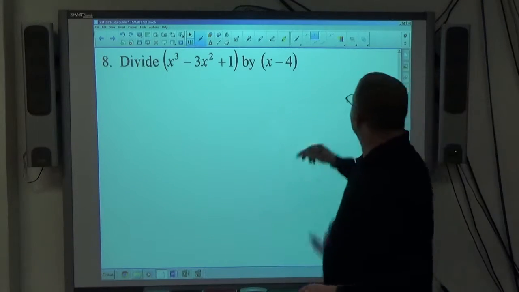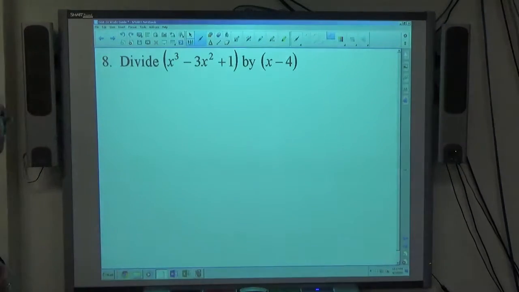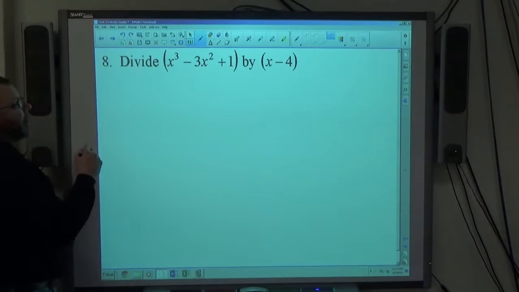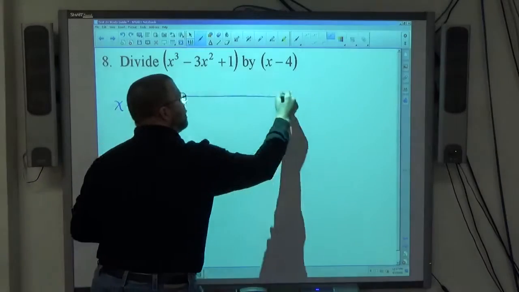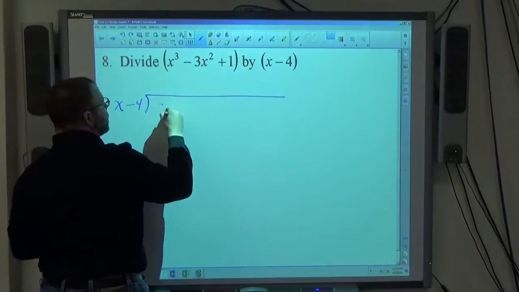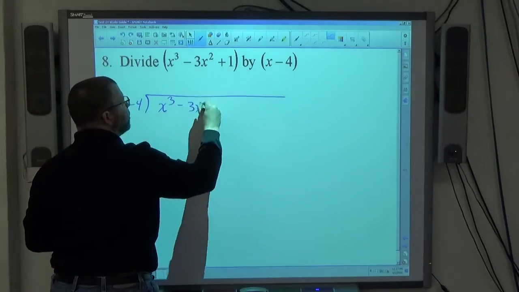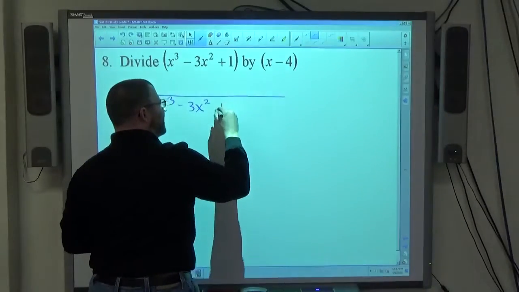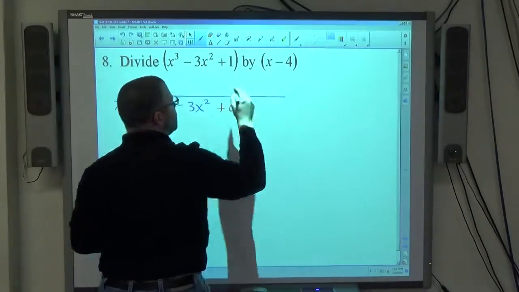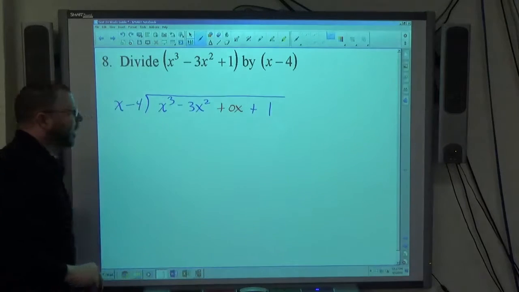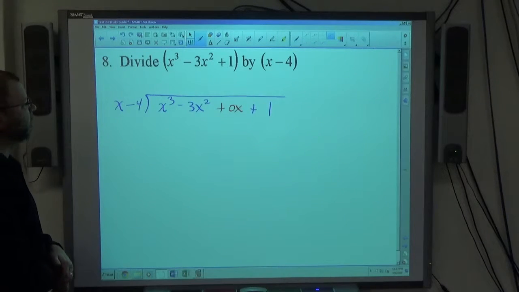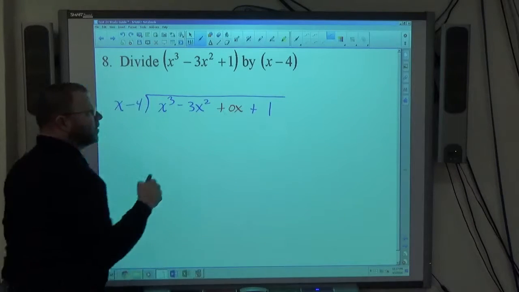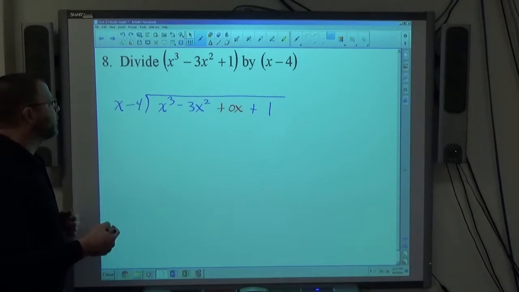Number 8, long division. Okay. First thing we want to do is write it as a good long division problem. So x minus 4 goes outside, that's what we're dividing by, and what goes inside is x cubed minus 3x squared plus 1. I'm going to put a plus 0x because there's no x term to be seen up there. We account for that possibility of it showing up, so we put that 0x there just in case it does show up. And the process is what it has been, and we hopefully have been practicing this process.